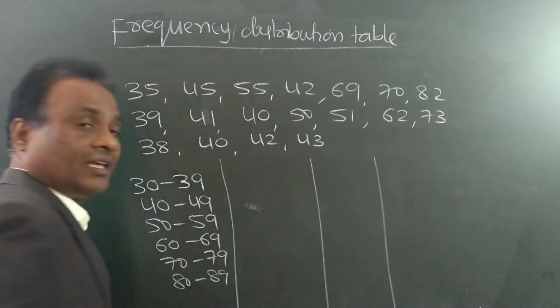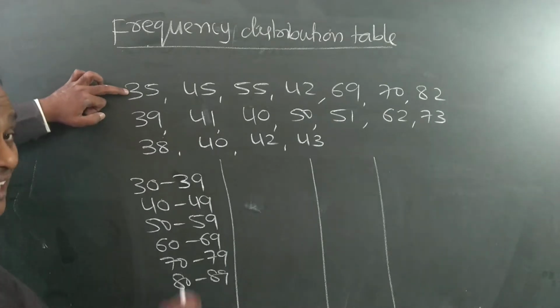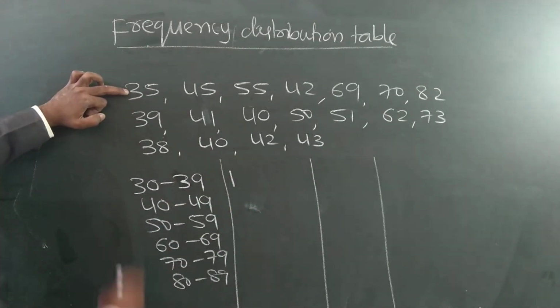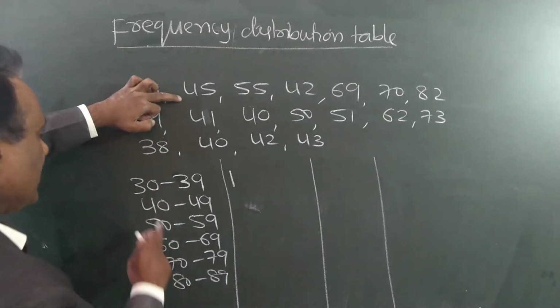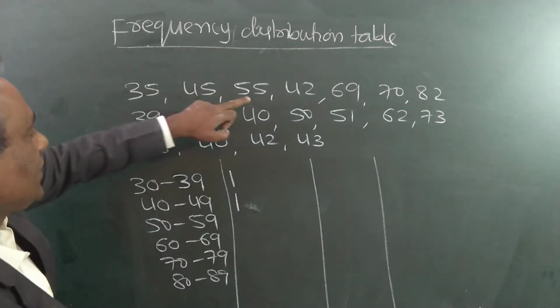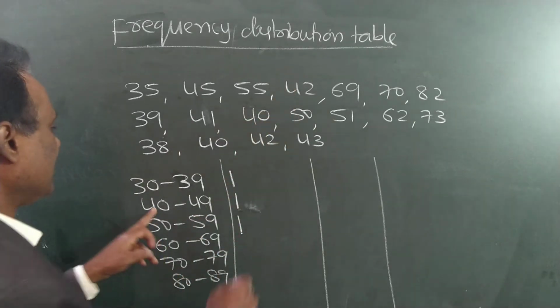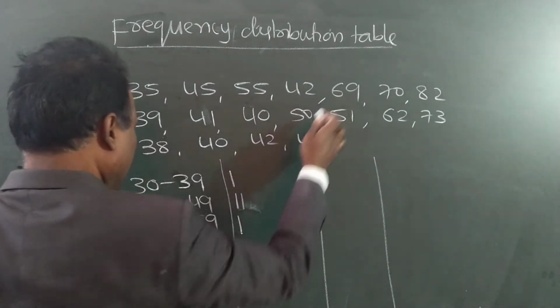See here. Then 35, where will 35 come? Here. We write 1. It will lie here. 45 will lie here. 55 will lie here. 42 will lie here. 69 will lie here.